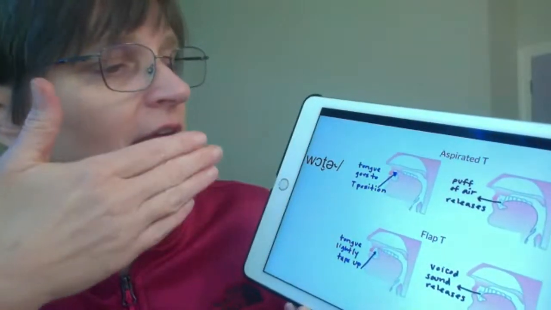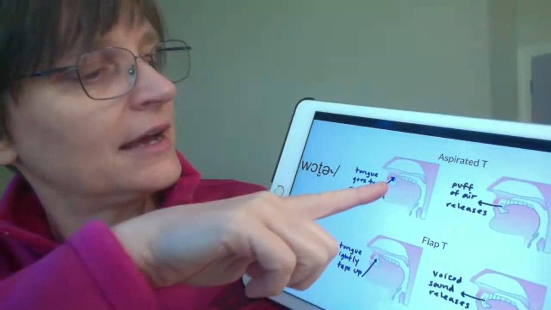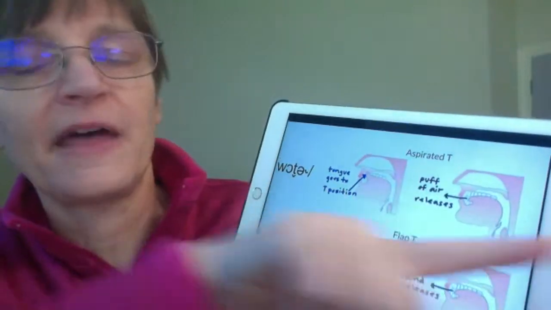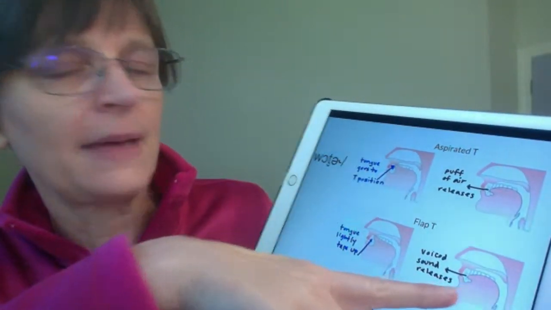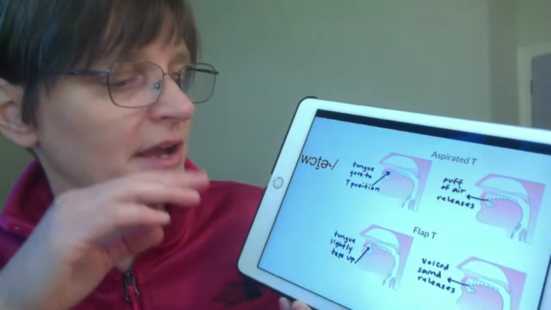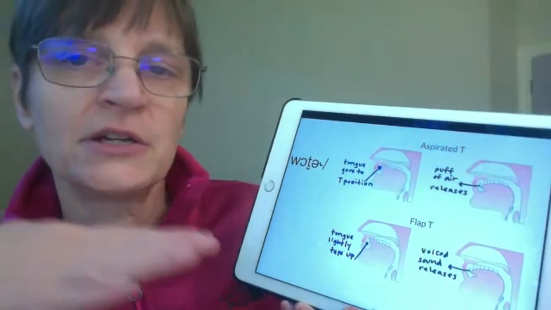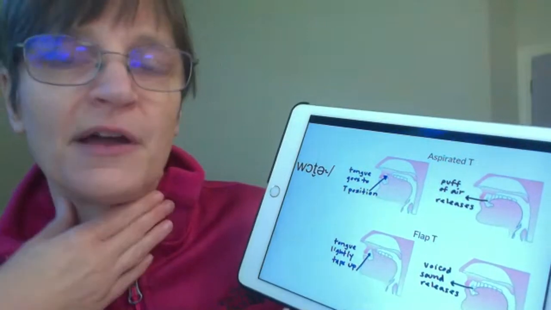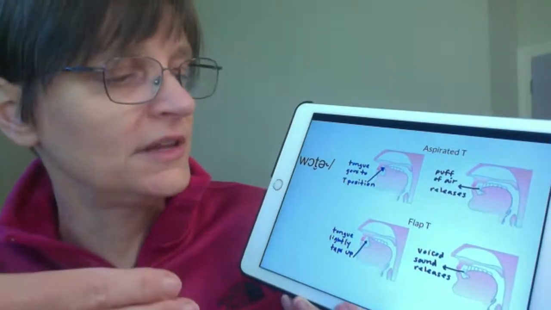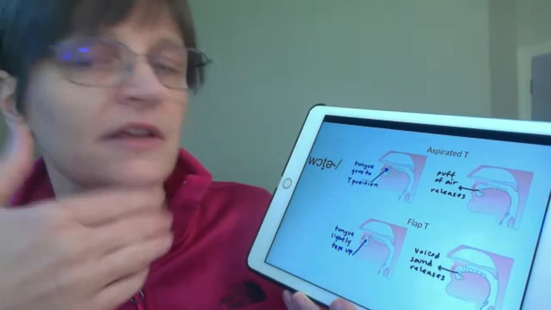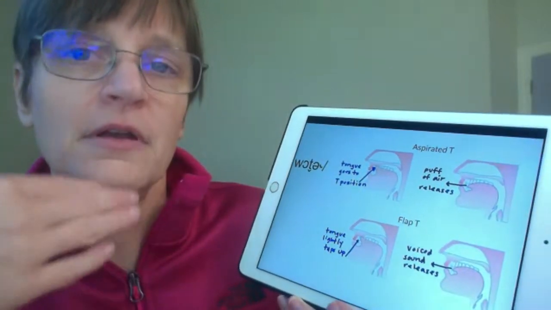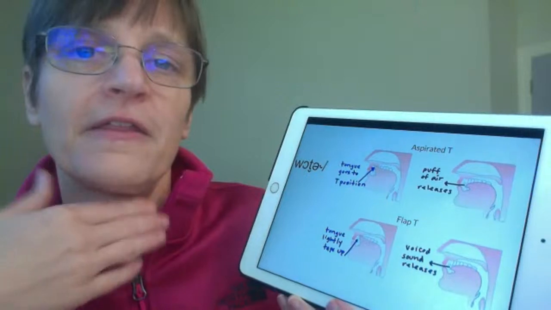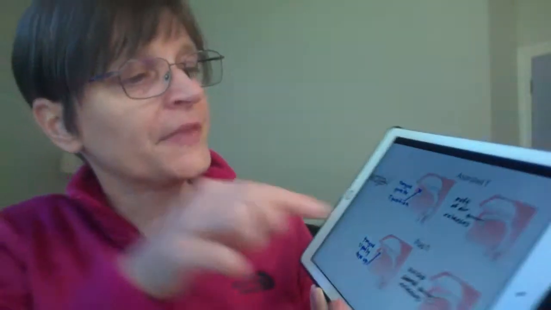The tongue position is the same, but with the T that we use at the start of words with a puff of air, like talk and take, I tap up, I hold the air, and then that puff of air releases. Versus with the flap T that I use in the middle of words like water, my tongue touches up to the same spot, but my voice is on and there's no release of air. So it sounds like water, rather than water with a puff of air.